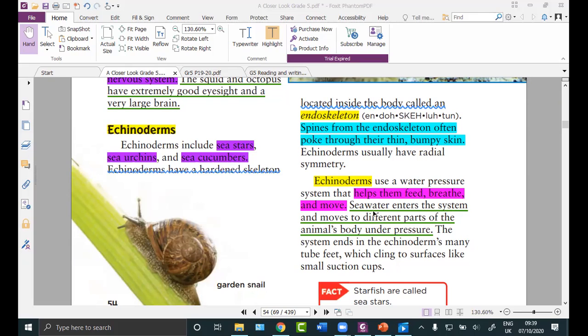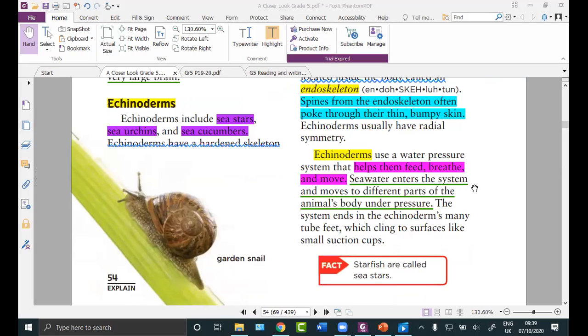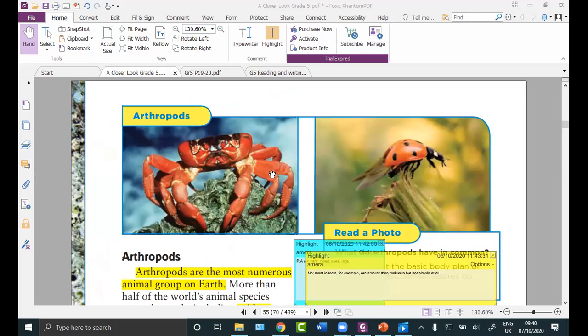Echinoderms use a water vascular system that helps them feed, breathe, and move. Seawater enters the system and moves to different parts of the animal's body under pressure. The system ends in the echinoderm's many tube feet, which cling to surfaces like small suction cups. In fact, starfish are called sea stars.